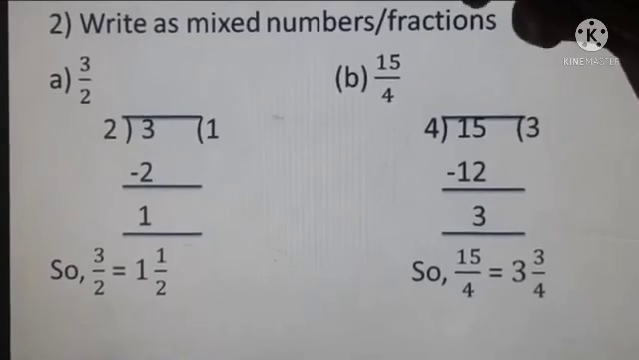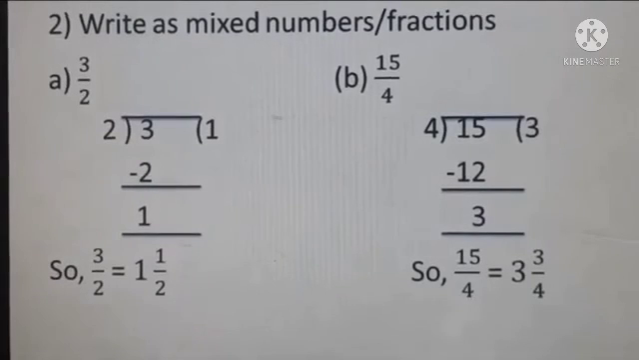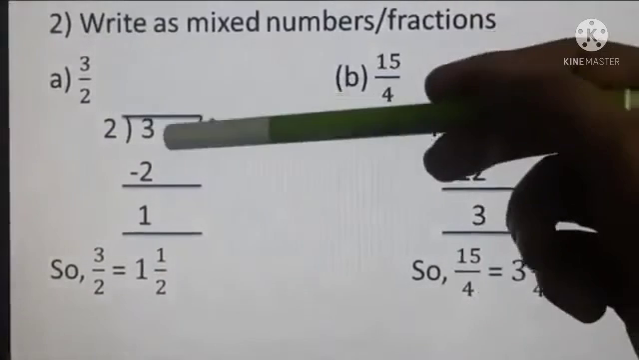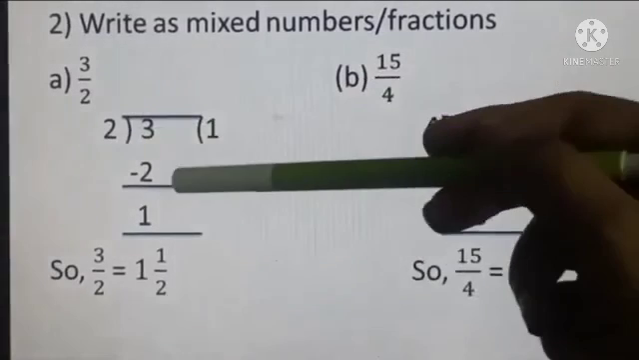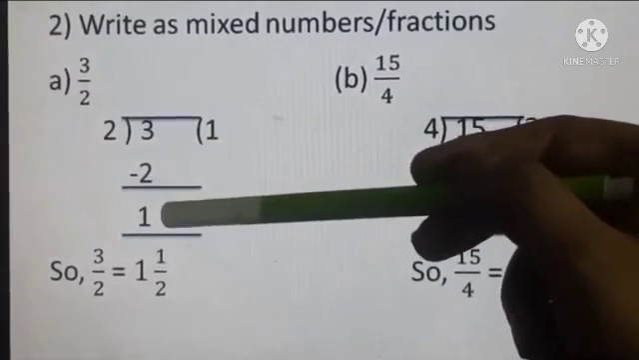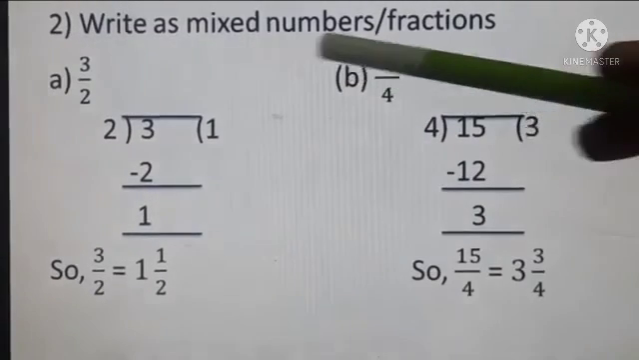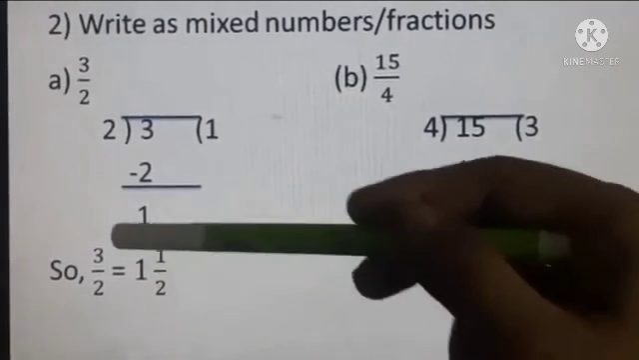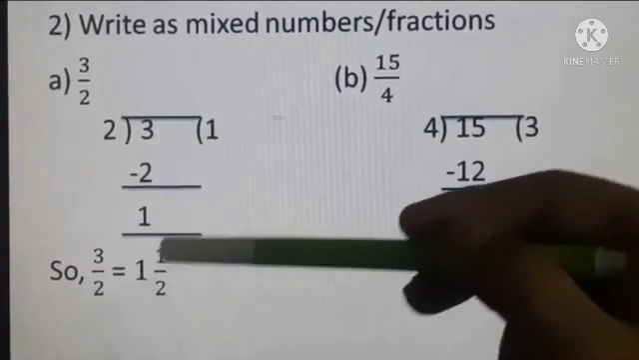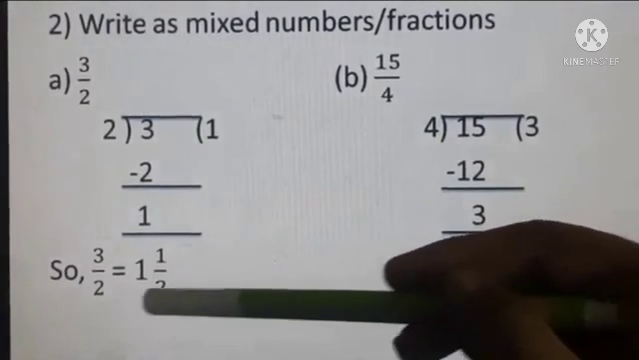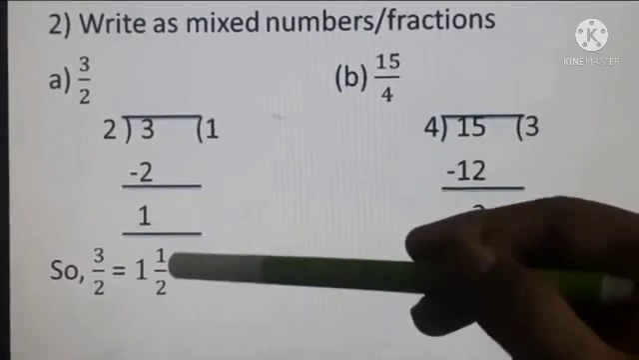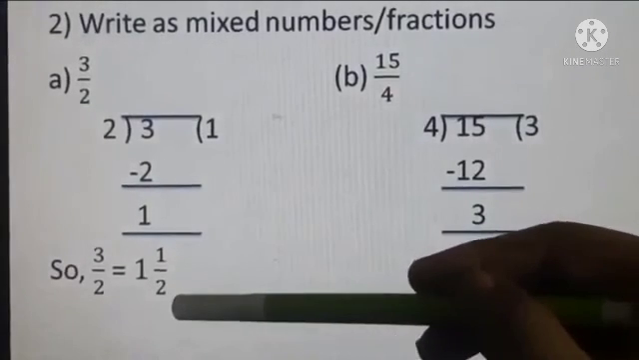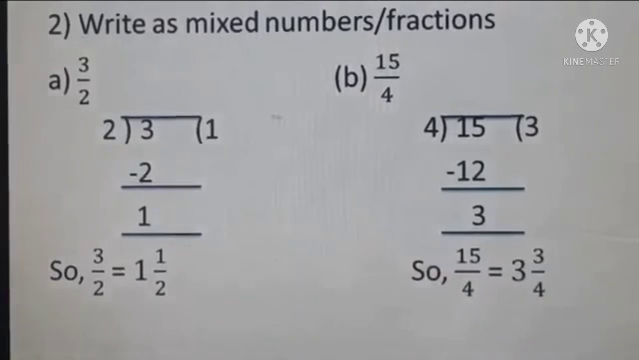Question number 2. Write as mixed numbers or mixed fractions. A part: 3 upon 2. So 3 will be divided by 2. 2 ones are 2. 1 will be the remainder. So our mixed fraction form is Q whole R upon D. So 3 upon 2 will become 1 whole 1 upon 2. Q is the quotient, 1 is the remainder, and 2 is the divisor. Understood?